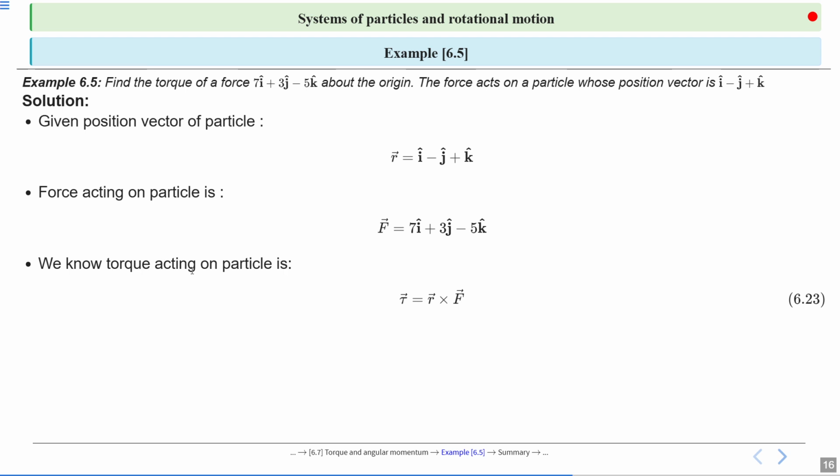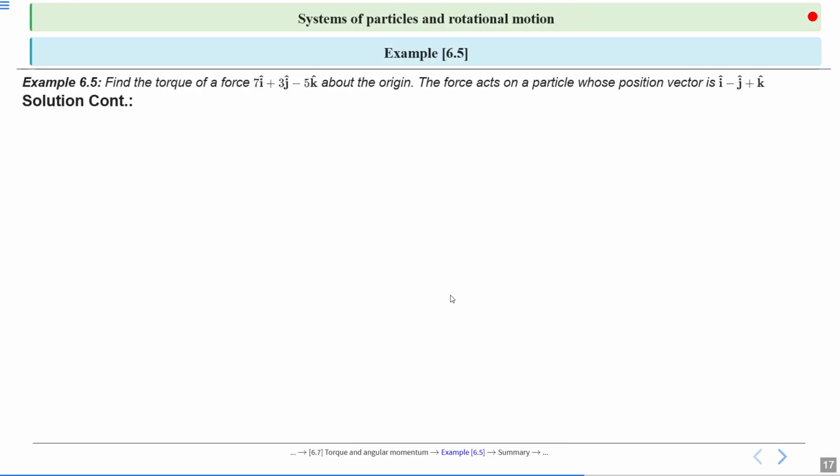We know the torque acting on the particle is tau equal to r cross F. Here, to solve this term we will use matrix form, using the values of the position vector and the force. Just put the values of the position vector and force in the formula of torque. So the position vector is i cap minus j cap plus k cap, cross the force 7i cap plus 3j cap minus 5k cap.